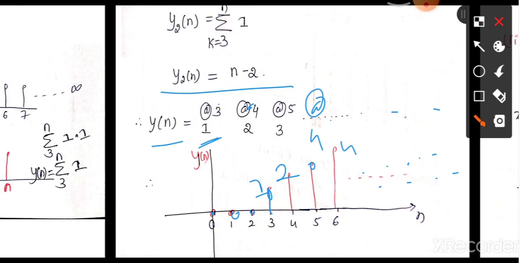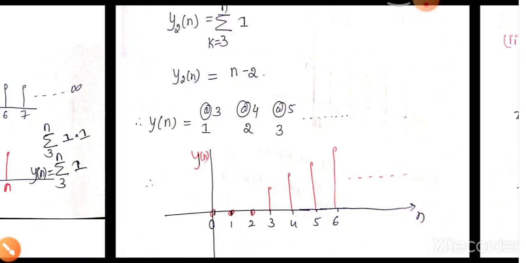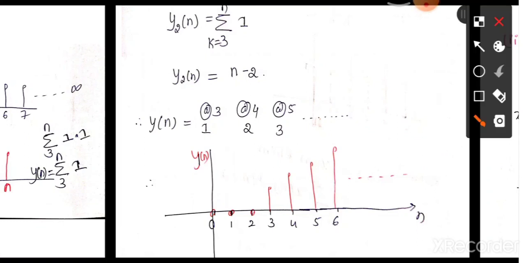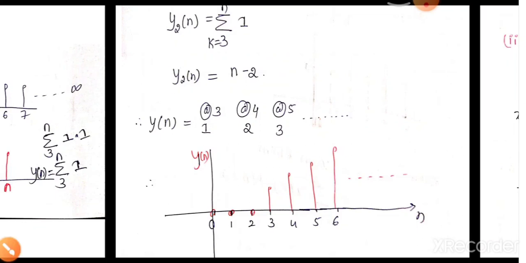Okay, so this is about both of your problems. This is what we have discussed about arithmetic.